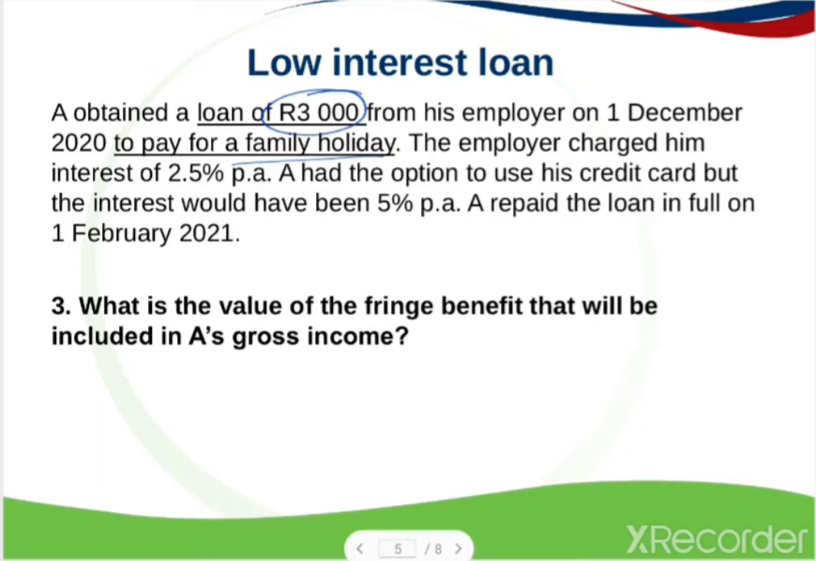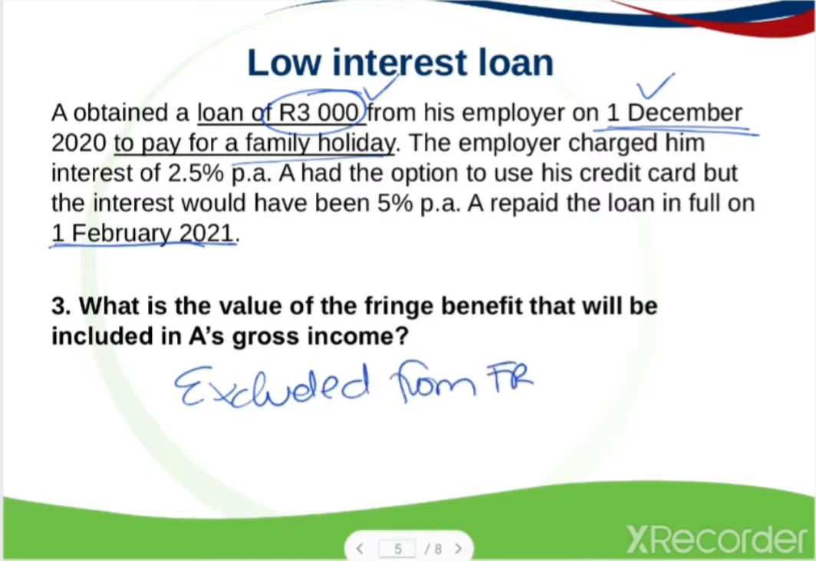But the second thing you must check is that it is a short-term loan. So 3 to 6 months would be considered short-term. And we can see here it's only outstanding for 2 months. So he meets both of those criteria in terms of the value and the period. So again, this would be excluded from the fringe benefit.